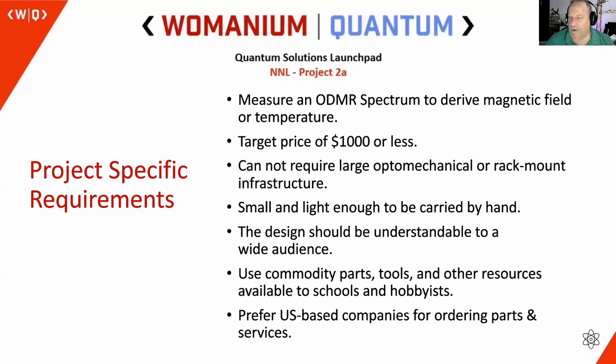And the final design could not require an academic lab full of optomechanical or rack-mounted expensive infrastructure. It had to be small and lightweight enough to be carried by hand, and it should be understandable to a wide range of audience participants. There was also pressure to use commodity, off-the-shelf parts and tools and other resources available to schools and hobbyists. And there was a preference to use US-based companies for ordering parts and services.